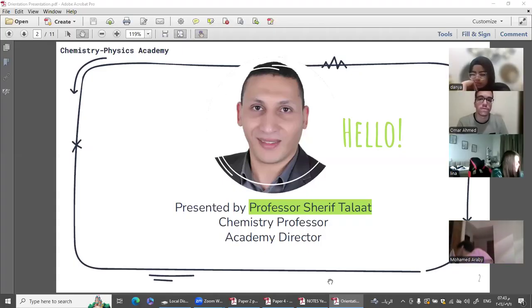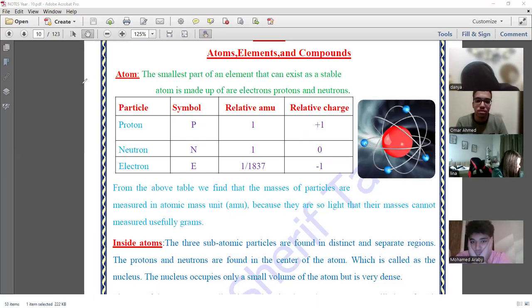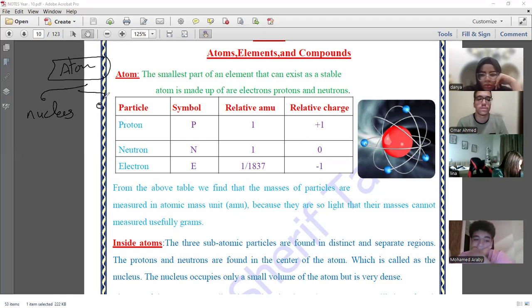Topic 2, atomic structure. In atom, we said that the atom consists of two main parts, nucleus and electrons.